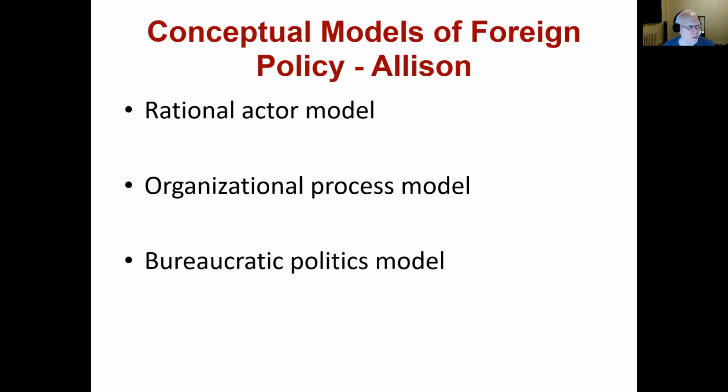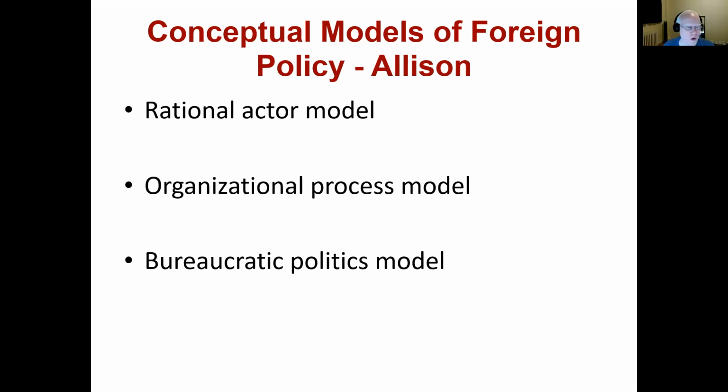All right, so we're going to start with back in the early 1960s, Graham Allison produced three conceptual models for decision making. So there was the rational actor model, and this was the model that already existed. So people were already assuming that in making foreign policy decisions, decision makers were acting rationally. But then he also proposed two alternative models to depart from the rational actor model. The first being the organizational process model, and the second being the bureaucratic model.